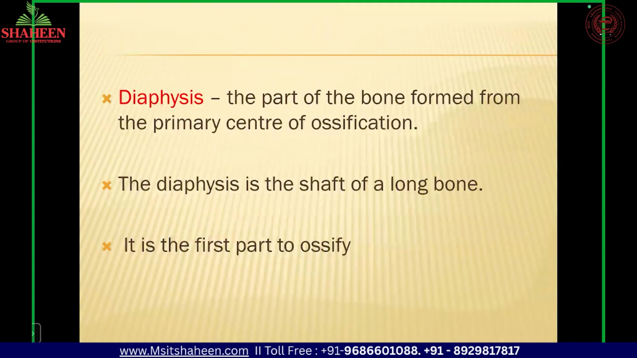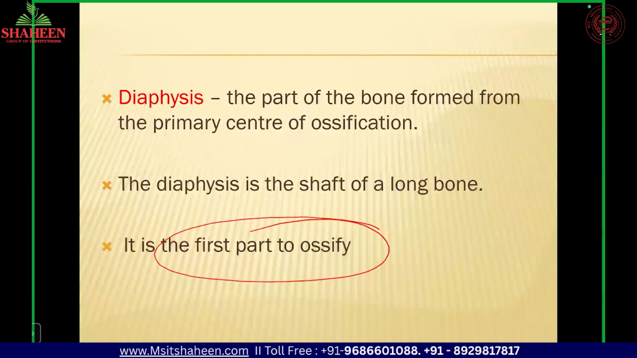Next is diaphysis, the part of the bone that is formed from the primary center. We said that the shaft of a bone is the primary center of ossification. That means ossification happens before birth itself. The diaphysis is the shaft of a long bone, and it is the first part to get ossified. That is the reason it is from this primary center of ossification.